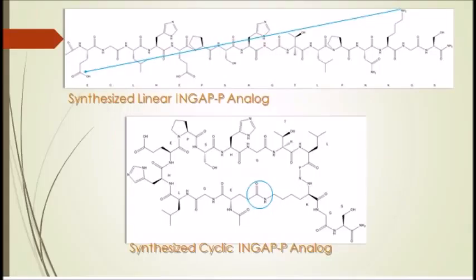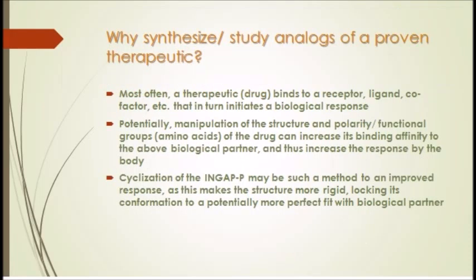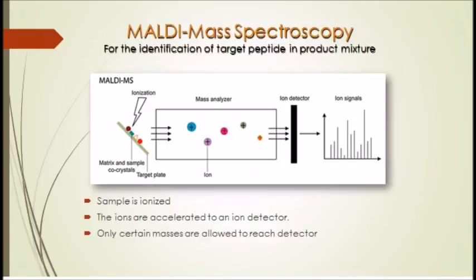To date, these are the structures of the peptides I have synthesized, that of the linear and cyclic analog of INGAP. But why synthesize analogs? Potentially, these analogs may have a greater binding affinity to the receptor that plays a part in islet neogenesis initiation. By manipulating the structure and polarity of the INGAP peptide, it may be possible to get a better hand-in-glove fit with the receptor and thus induce a greater therapeutic effect. I have used mass spectroscopy for preliminary identification of my synthesized analogs amongst the product mixture.